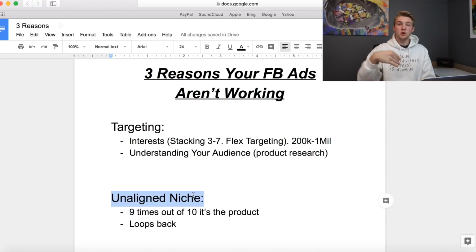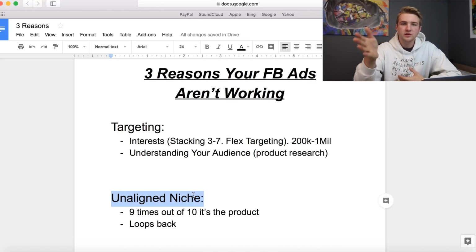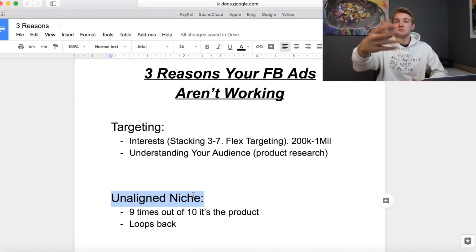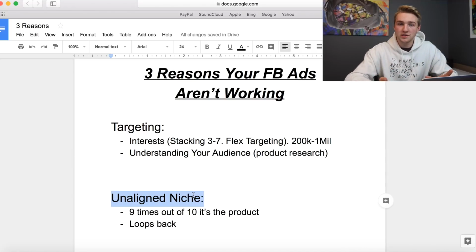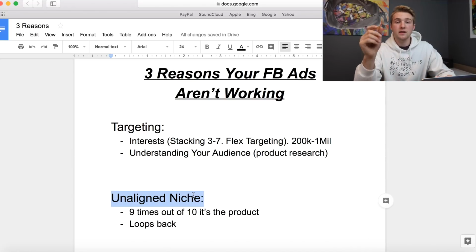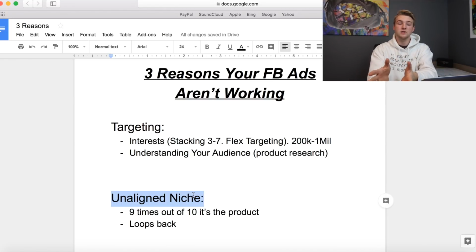Unaligned niche, this builds right off of that. If you have 7 interests stacked up for people who love dogs, right? You did your research, you understand it's a good audience that buys. Let's just say that theoretically, but that doesn't matter. Because if you're offering them a product that they're not interested in, even if they're qualified to buy and they like dogs, they're not buying your product because it doesn't align with that niche, that audience that you're actually advertising to. So you're wasting your money and you're wasting your time.